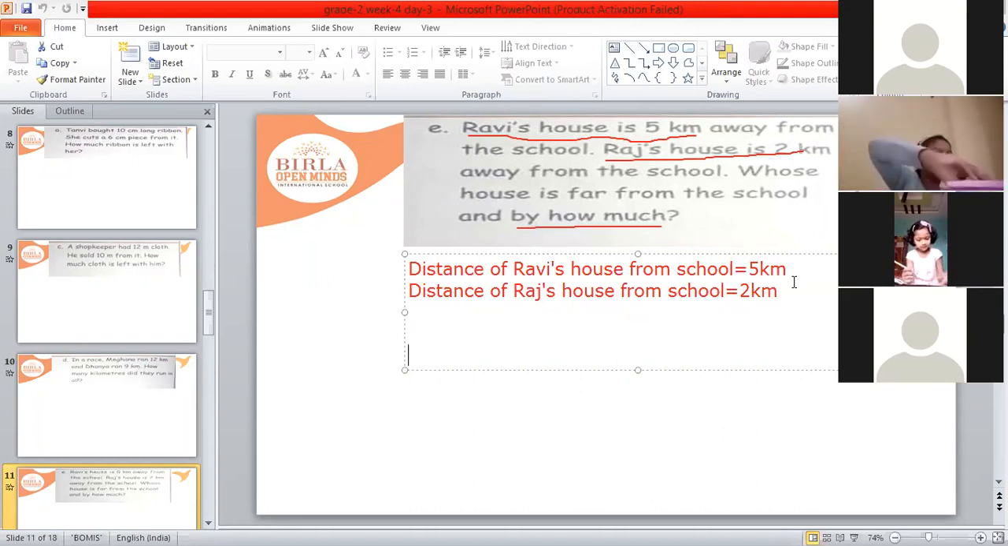So, whose house is far from school? Ravi's house is far from school because his house is 5 kilometers away from the school, farther than Raj's house. Okay. Now what we will do, they asked us by how much. By how much means we have to subtract the given numbers. So what we'll do, we'll start writing now.